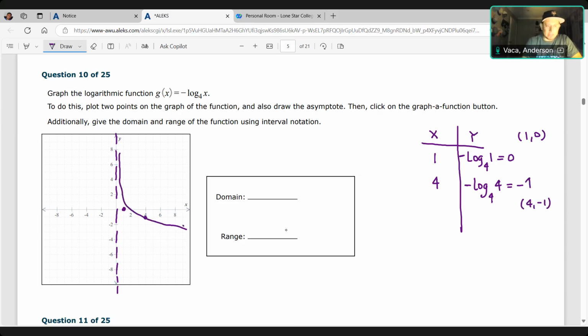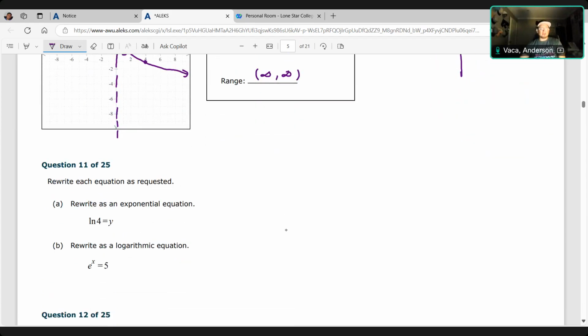And that's all we need, because we can use the Alex tool to connect those 2 points with that particular curve. The domain will be all values of x greater than 0. The range will be all real numbers. Okay, that wasn't that bad, and we're kind of halfway through the review.